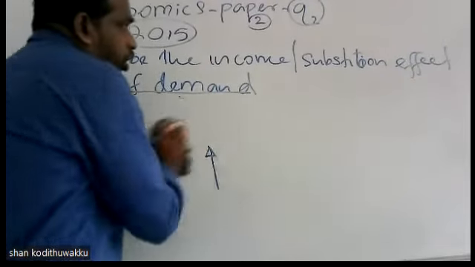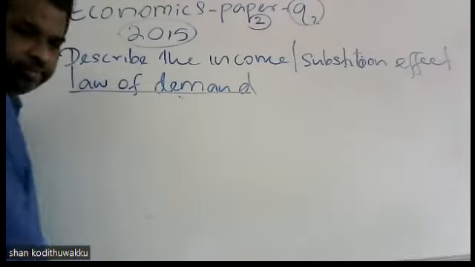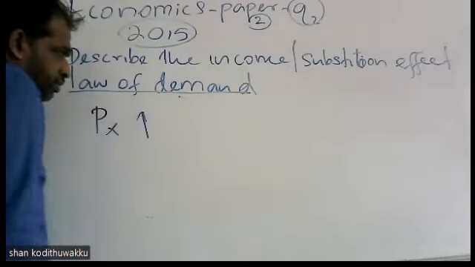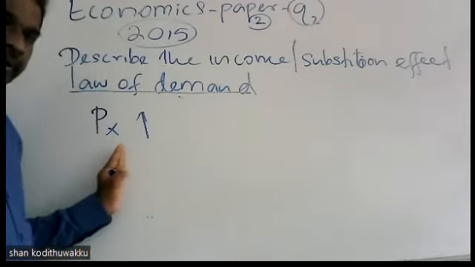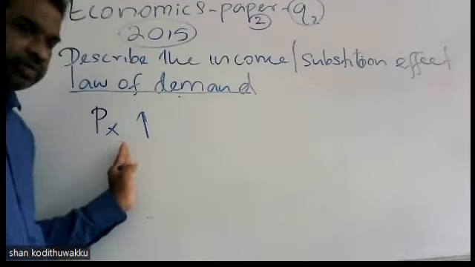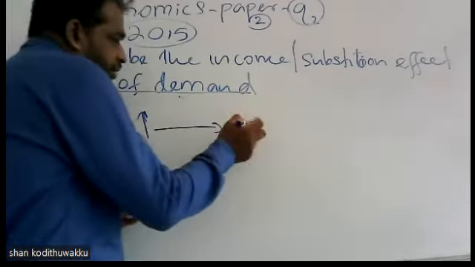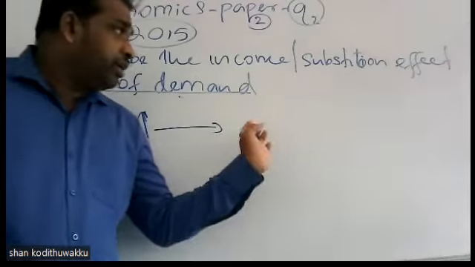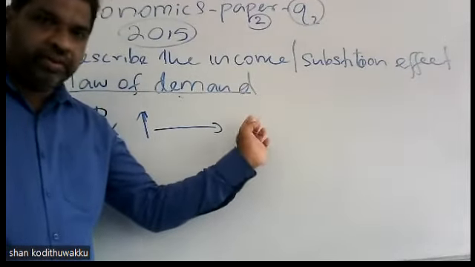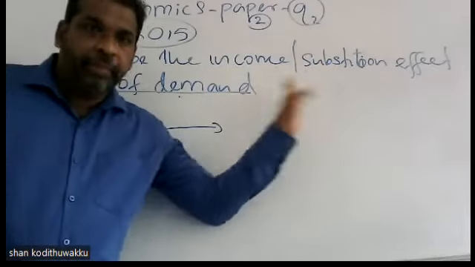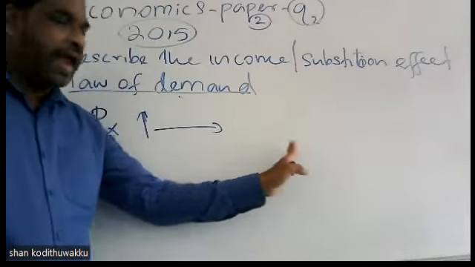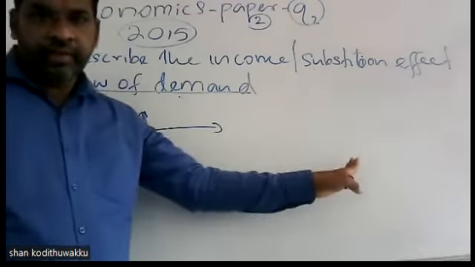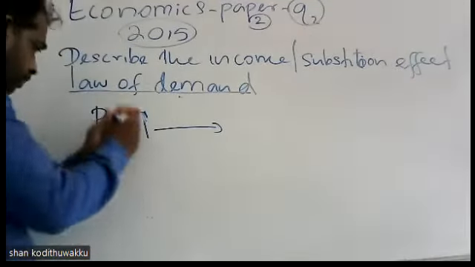Then, what is the substitution effect? When the price of the product PX increases, people will buy less of the related product because they buy other products. If it is PX, we have other product substitutes, say A, B, C, D, whose prices may be lower than our product's price. Therefore, people will move to buy other products and they will buy less of our concerned product.